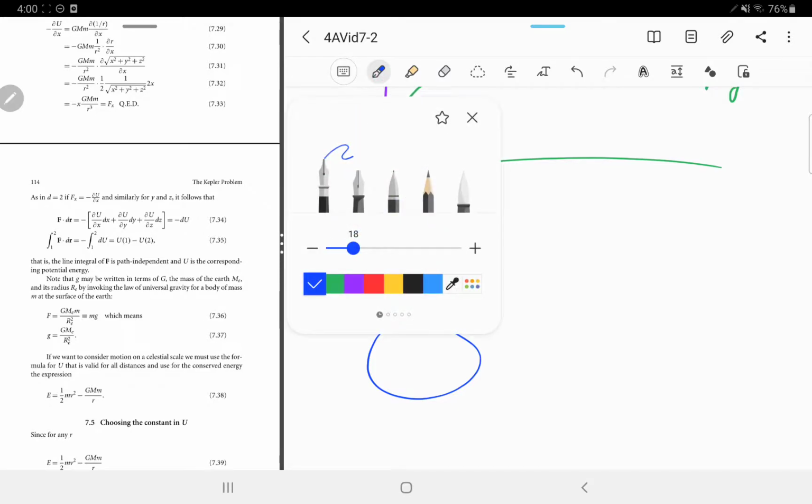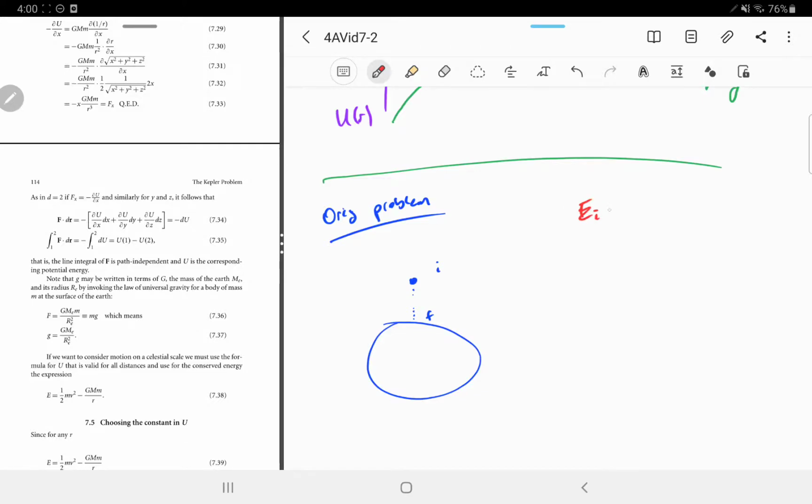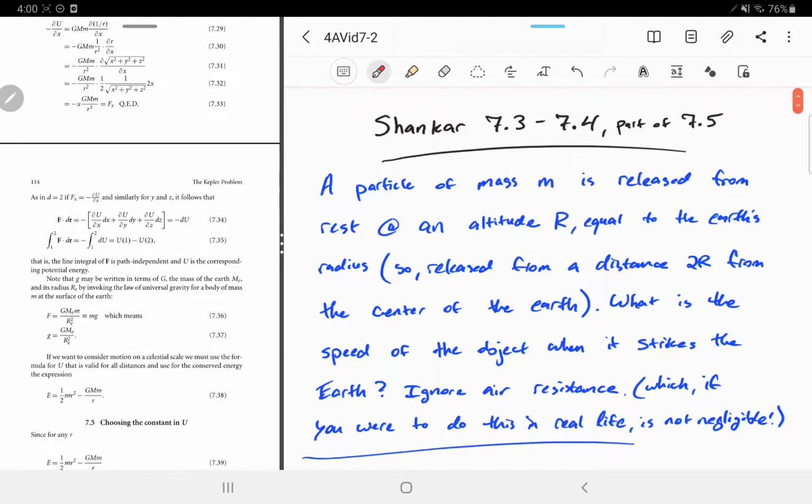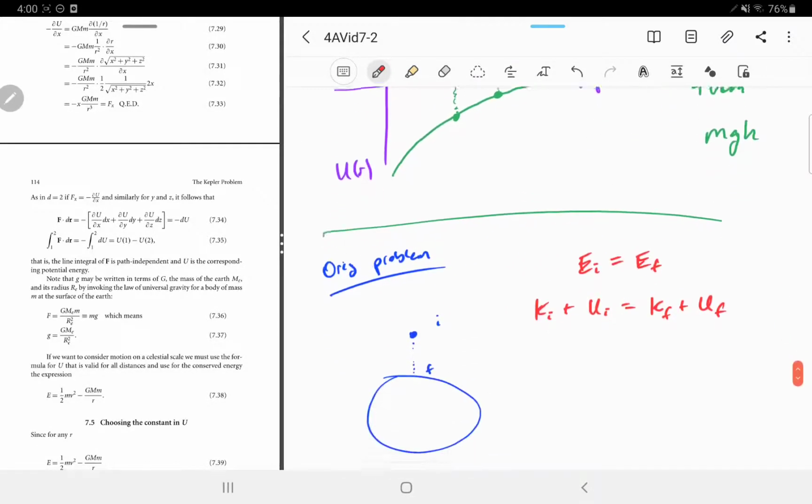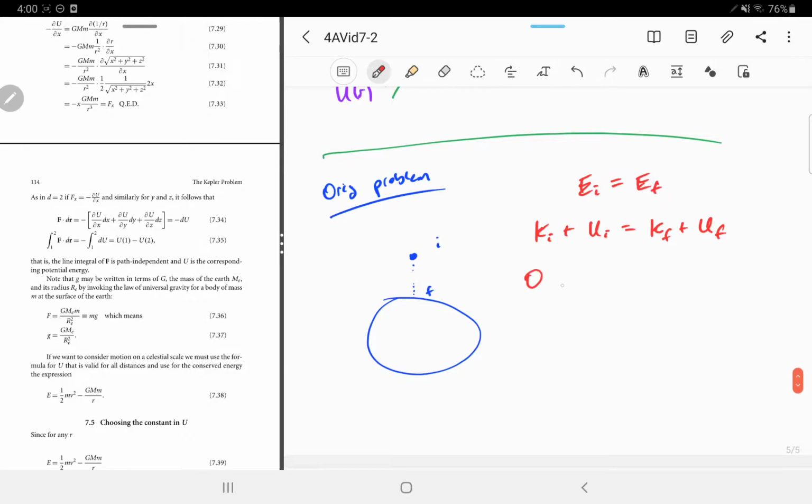Just like any other conservation of energy problem, we want to start off with E initial equals E final. We only have one conservative force here, the gravitational force, and there's no energy loss to friction or anything. Okay, so kinetic plus potential is equal to kinetic plus potential. Our goal is to solve for the final kinetic energy or something related to it, the speed of the object. Once we have the final kinetic energy, we can get the speed pretty quickly. So we're saying we started it from rest.